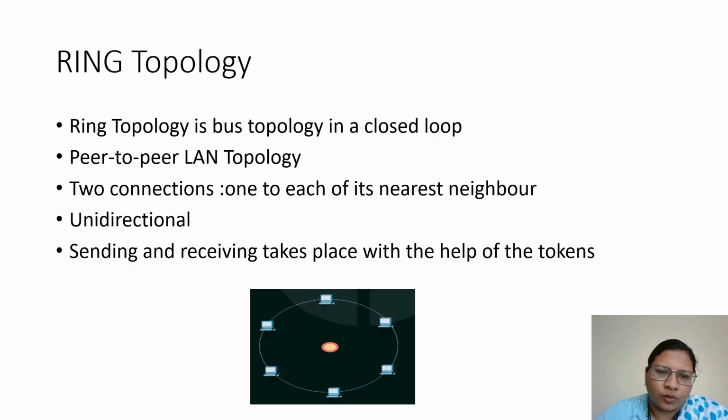For example, suppose this node has the token. If this node wants to send data to that node, it won't send directly. The message will go like this, passing through all the nodes in between, and only then will it reach the receiver. It won't go directly from this node to that node. So it is unidirectional.